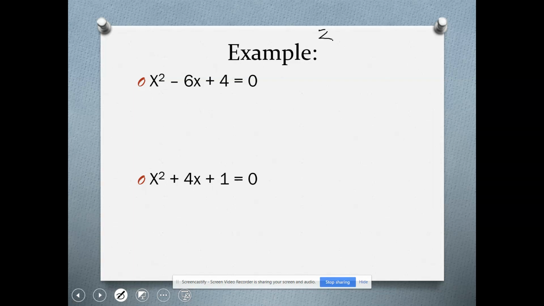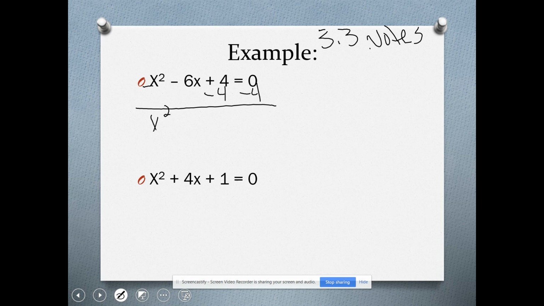So continuing our 3.3 notes on completing the square, let's go ahead and try a few. So the first thing I'm checking is that our A value is 1, and it is. So move the C over to the right. The opposite of adding 4 is subtracting 4. Remember, this is going to create an open space for us to be able to complete the square. And 0 minus 4 is negative 4.